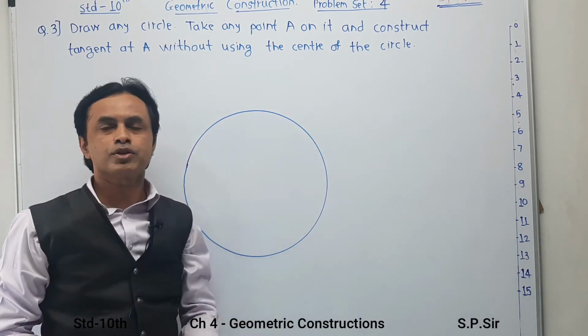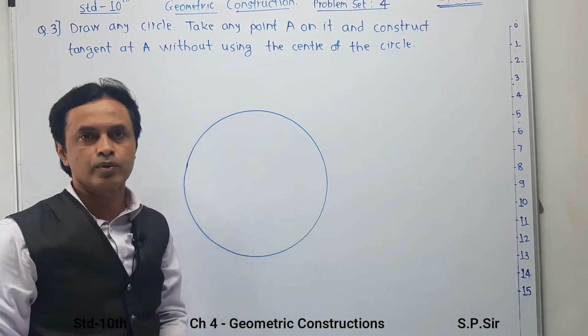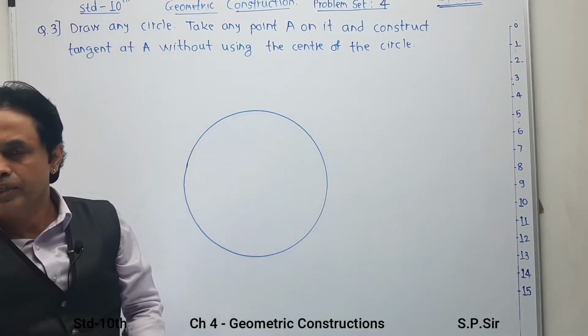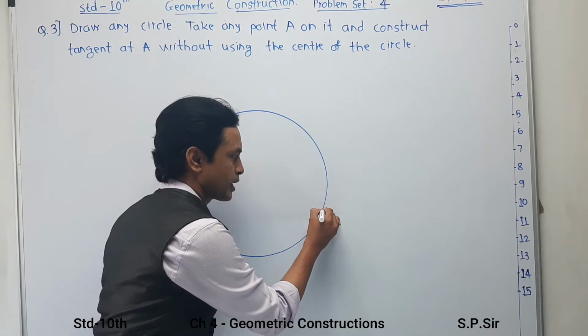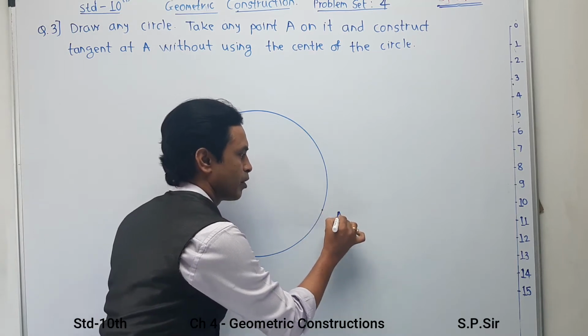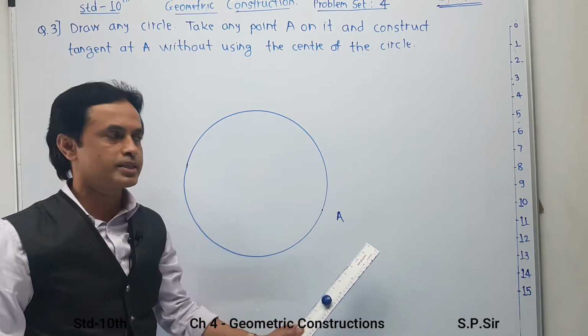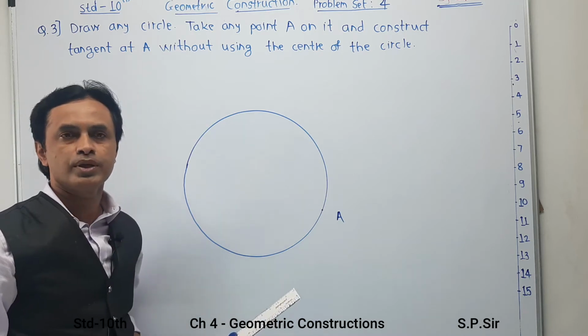Now my first stage of the diagram is completed. Remember, I have not drawn any center over here. That is the main part for understanding. Now we have to take any point A on it. So let us say I am going to take any point A over here. Student, write this A somehow outside, the reason being that it should not be too close to the circle, because your tangent is supposed to come over here.